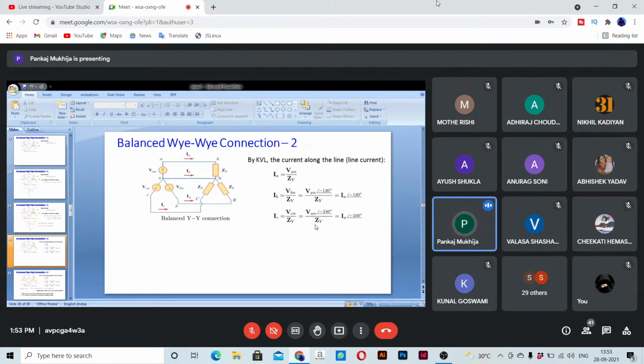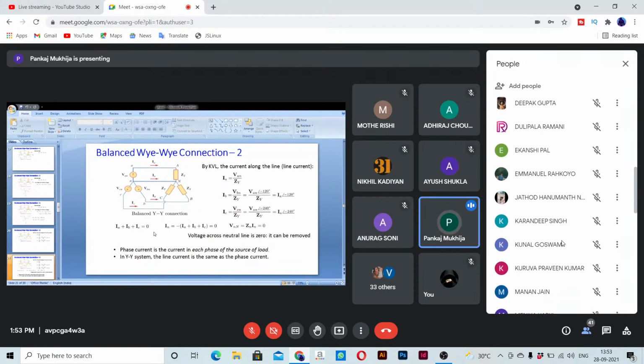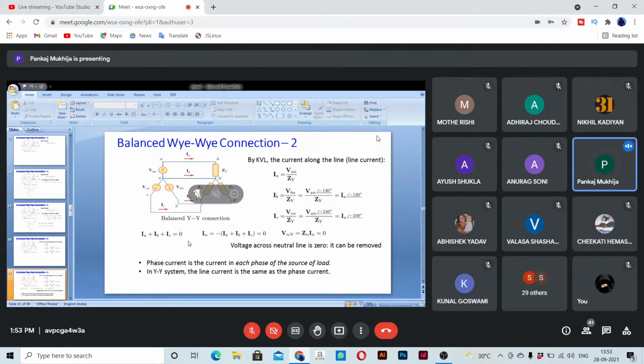Similarly, IC you can write, and then from this KCL, IA plus IB plus IC must be equal to 0. If IA plus IB plus IC equals 0, that automatically means that IN, which is actually equal to the negative of this, will also be 0. And so VNN, that is Zn into IN, will also be 0. That means the small n and the capital N are at the same potential.